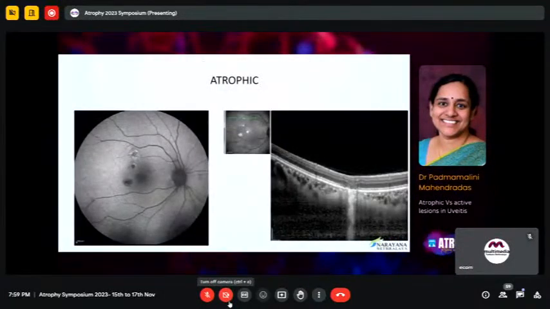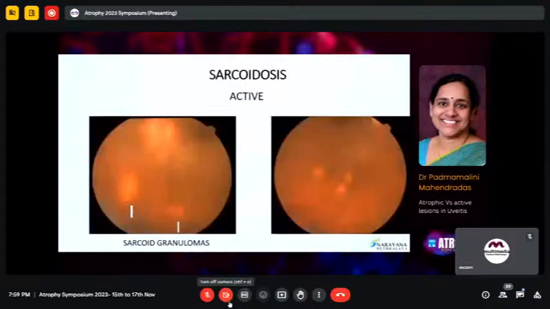Following treatment, we could see the resolution of the granuloma with scar formation in the choroid, showing as hyperreflectivity at the level of the choroid with the distortion in the outer retinal layers.